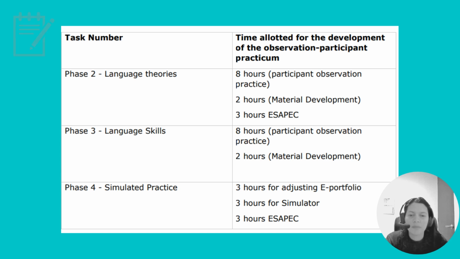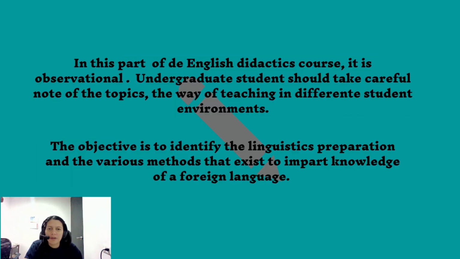In this part of the English didactics course, it is observational. Undergraduate students should take careful note of topics and the way of teaching in different student environments. The objective is to identify the language preparation and the various methods that exist to impart knowledge of a foreign language.